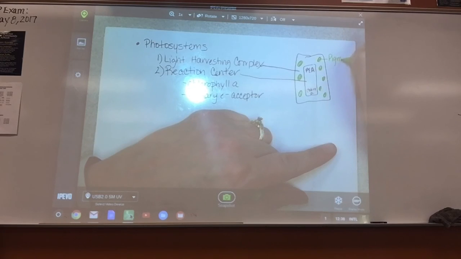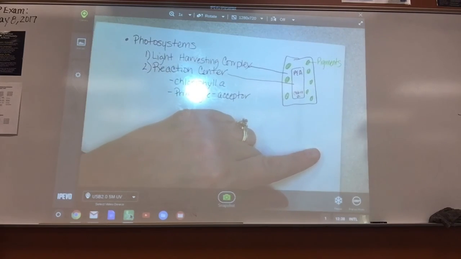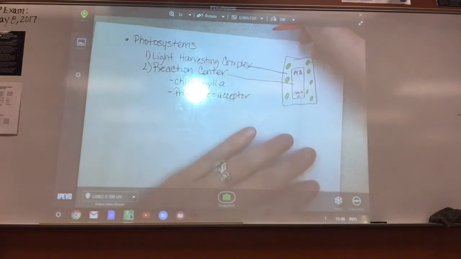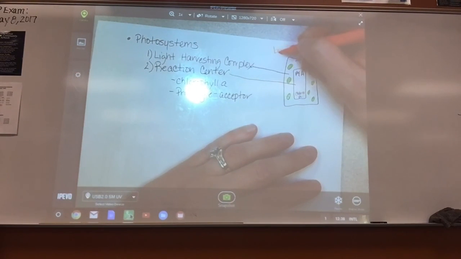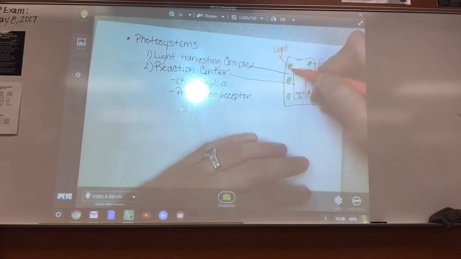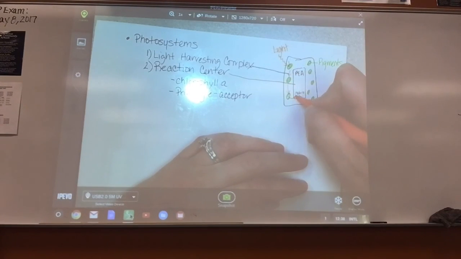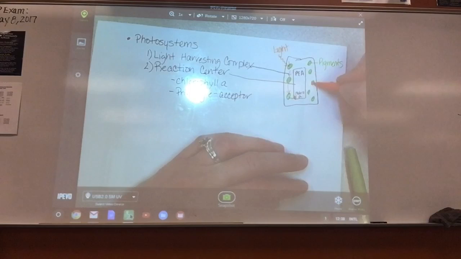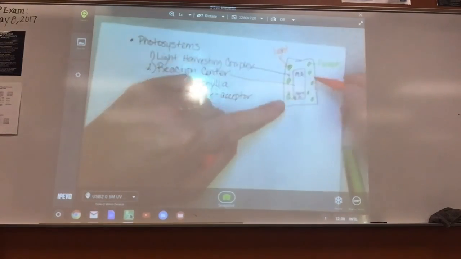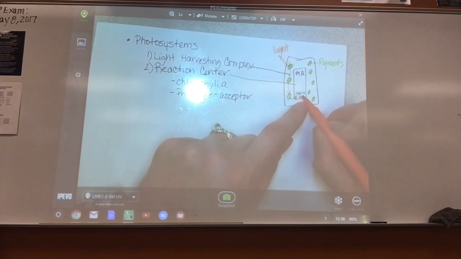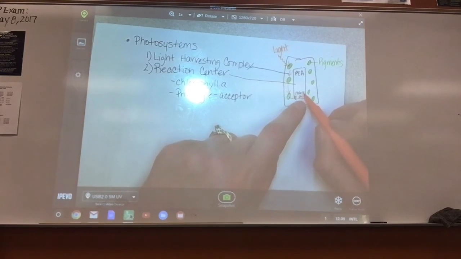So let's look at the bigger picture about what happens in the light reactions and where these photosystems are. Do you guys remember where the light reactions occur? Membrane. Of what? Thylakoid. The thylakoid, yes. And so let's go ahead and draw that. So here's my big chloroplast. I know that's a chloroplast, but if you're not going to remember that, you might want to label it.